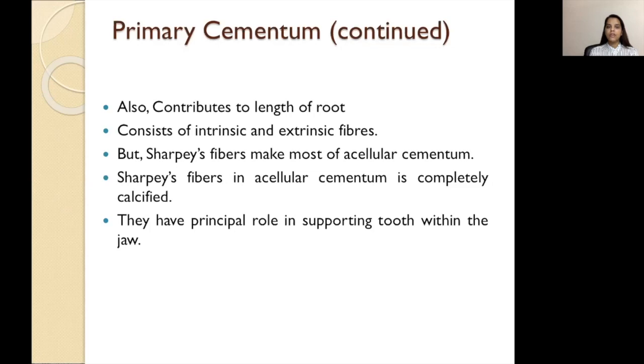It consists of intrinsic and extrinsic fibers. Sharpey's fibers make most of the acellular cementum. Sharpey's fibers in acellular cementum are completely calcified. They have the principal role in supporting the tooth within the jaw.